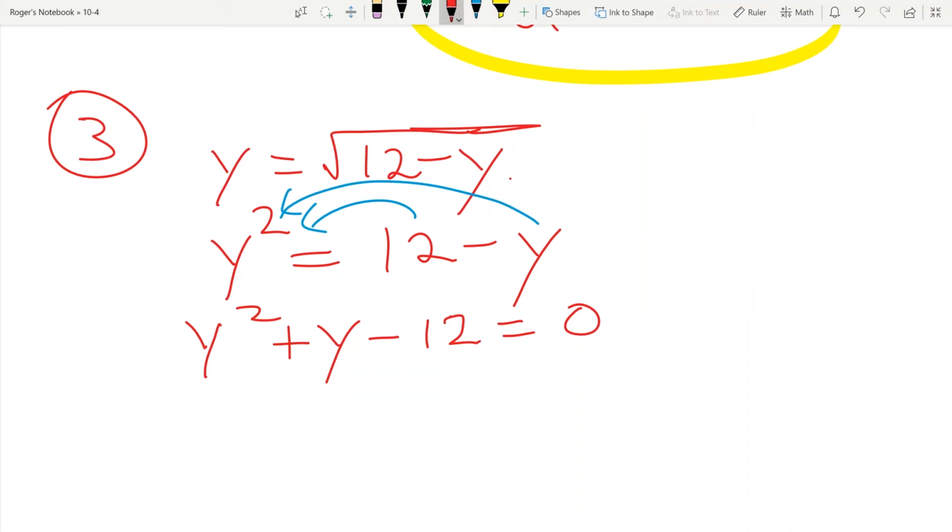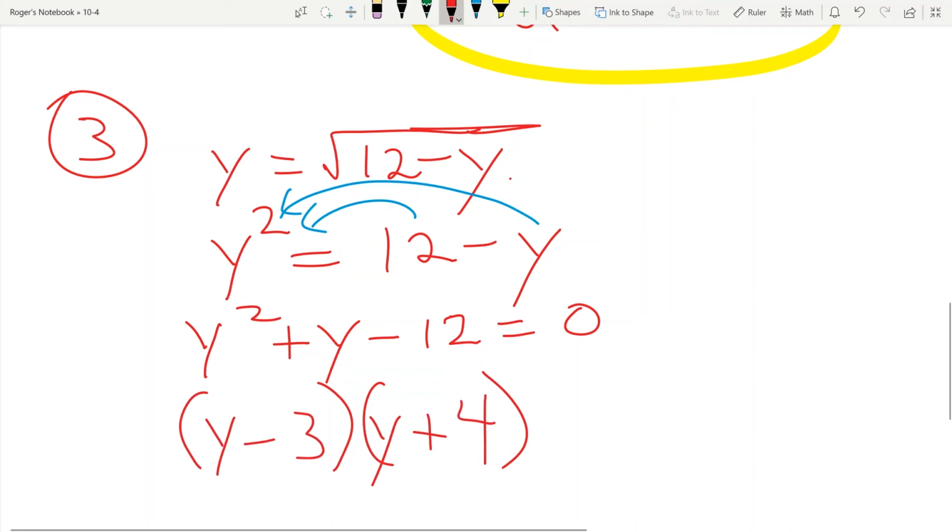What are the factors of 12? How about 3 and 4? 3 and 4 have a difference of 1. Notice that the center term is 1y, and it's positive. So the bigger of 3 and 4 needs to be the positive term. So what we're going to have here is y and y, we're going to have 3, we're going to have 4, plus and minus like that, equal to 0.